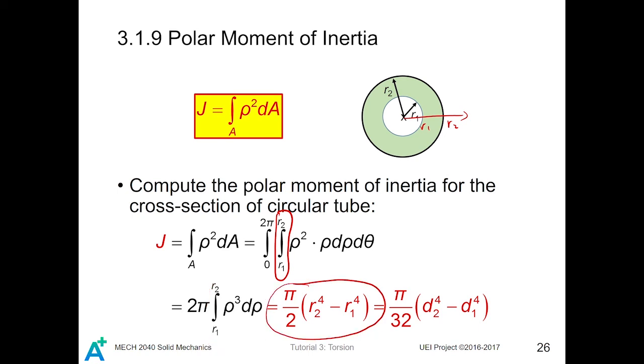result. And you can convert this result in terms of diameter, such that you have pi divided by 32 times d2 to the power 4 minus d1 to the power 4.